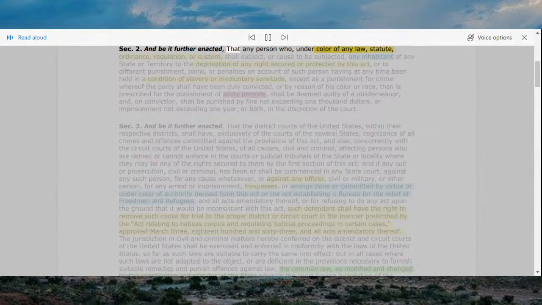And be it further enacted, that any person who, under color of any law, statute, ordinance, regulation, or custom, shall subject, or cause to be subjected, any inhabitant of any state or territory to the deprivation of any right secured or protected by this act, or to different punishment, pains, or penalties on account of such person having at any time been held in a condition of slavery or involuntary servitude, except as a punishment for crime whereof the party shall have been duly convicted, or by reason of his color or race, than is prescribed for the punishment of white persons, shall be deemed guilty of a misdemeanor, and on conviction, shall be punished by fine not exceeding $1,000, or imprisonment not exceeding 1 year, or both in the discretion of the court.